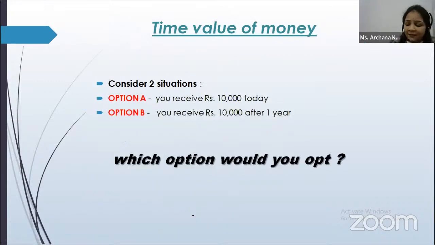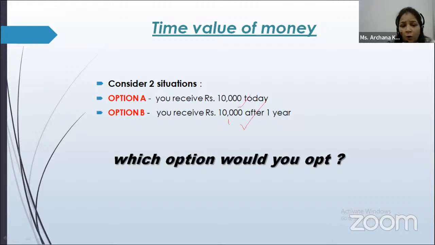So before we start the session, let's start with a particular case. We have two situations before you. First option is you may receive 10,000 today or you may receive 10,000 after 1 year. Which option would you opt for?